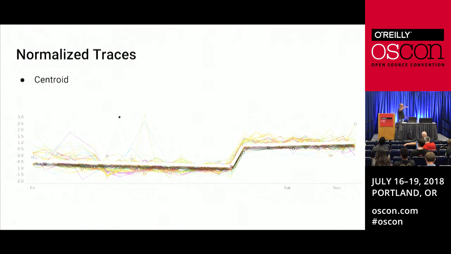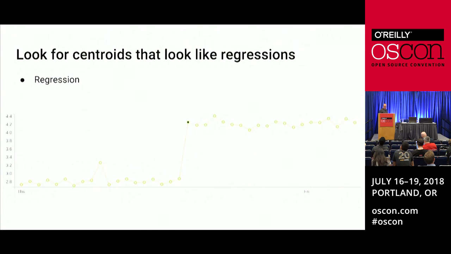Once we have that similarly shaped bucket, we will end up with the centroid. The centroid, which is that awesome invisible line over the graph that you're looking at now, is the one line that kind of represents that bucket, represents everything that shows up in that cluster. Now, instead of actually dealing with the 50 or 300 traces that are there, I can just look at that one. And now I want to look at that one centroid, that one representative of the cluster, and go, does this look like a step function? Does it look like a regression?